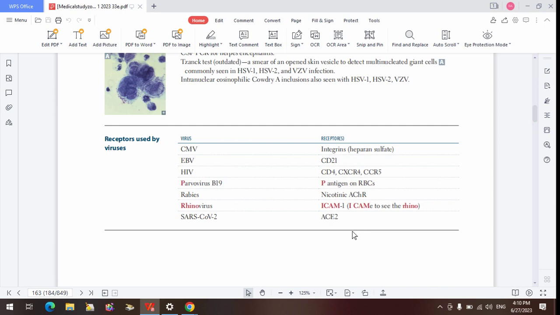So they can test any of these. I think I've seen them test EBV. I've seen them test HIV, rabies, and parvo. I think I've even seen rhino too. They can test any of them. You have to learn it.